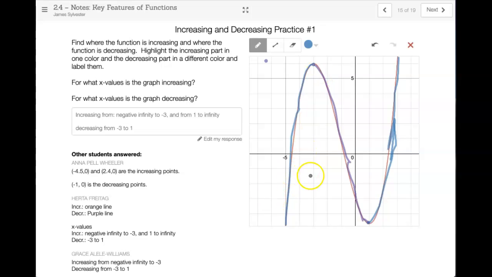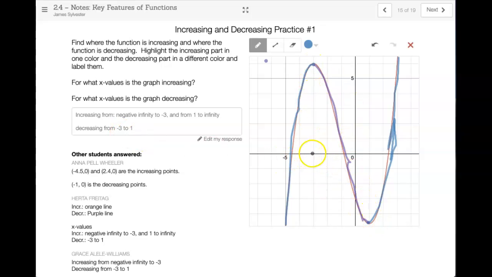I already started marking this one, and I marked in blue where it's increasing. You always got to look at a graph from left to right. So as this graph moves up, it's increasing. That's from negative infinity to negative 3. And then once you get to this maximum here, we don't need to worry about the maximum right now, but once you get to this max, it starts going down. It's decreasing here. It's going down, decreases all the way to there. So it's decreasing from negative 3 to 1.